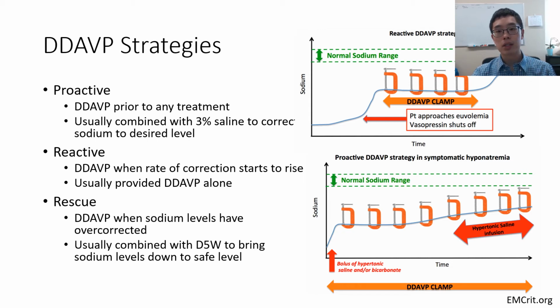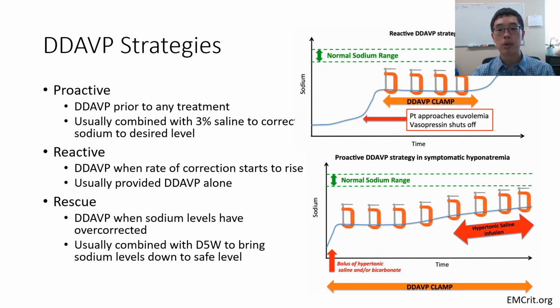In the third instance, we have already overcorrected and want to start the method that we discussed on the previous slide, where we induce a state of SIADH again and provide free water to correct an overcorrection. With all these, you can see the risk of ODS, or osmotic demyelination syndrome, is highest in the rescue strategy, since the patient is already overcorrected.